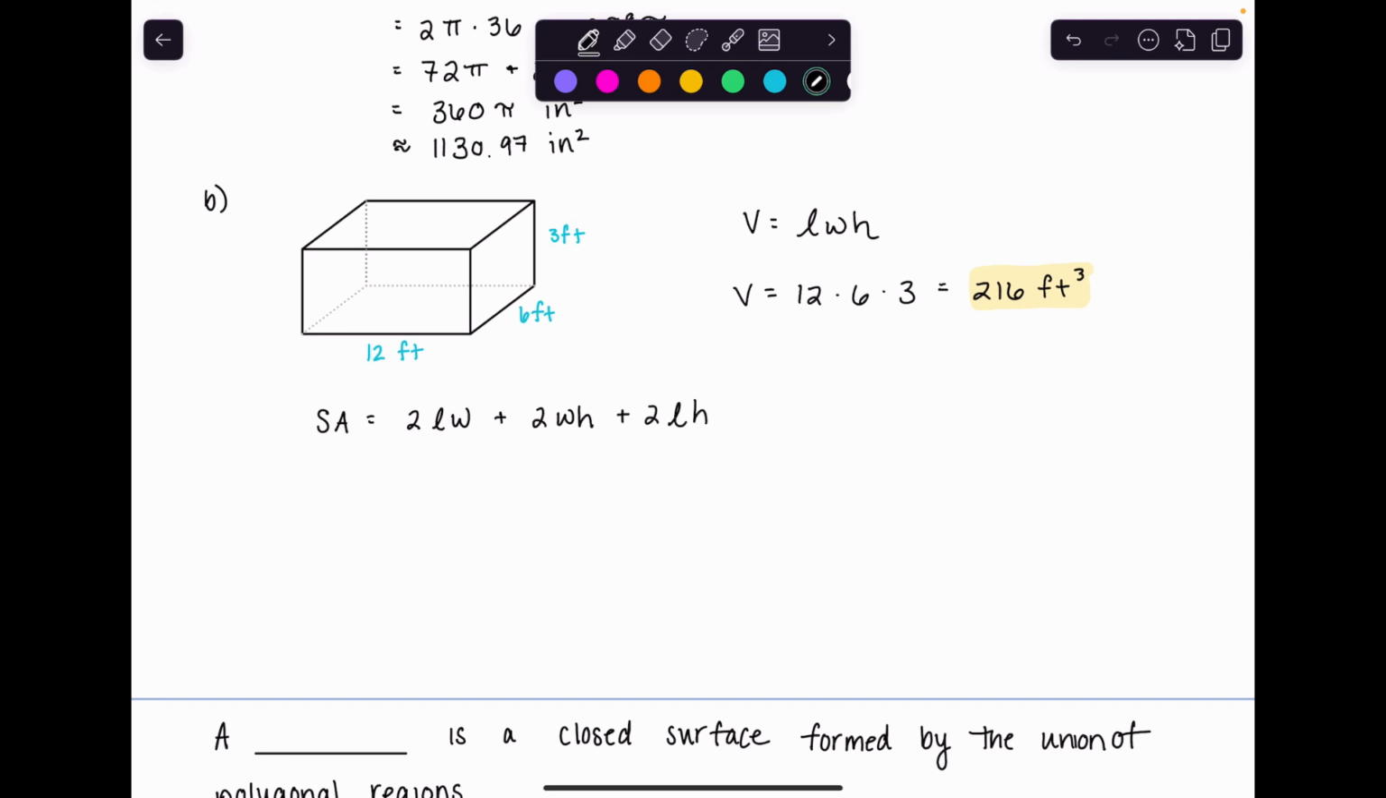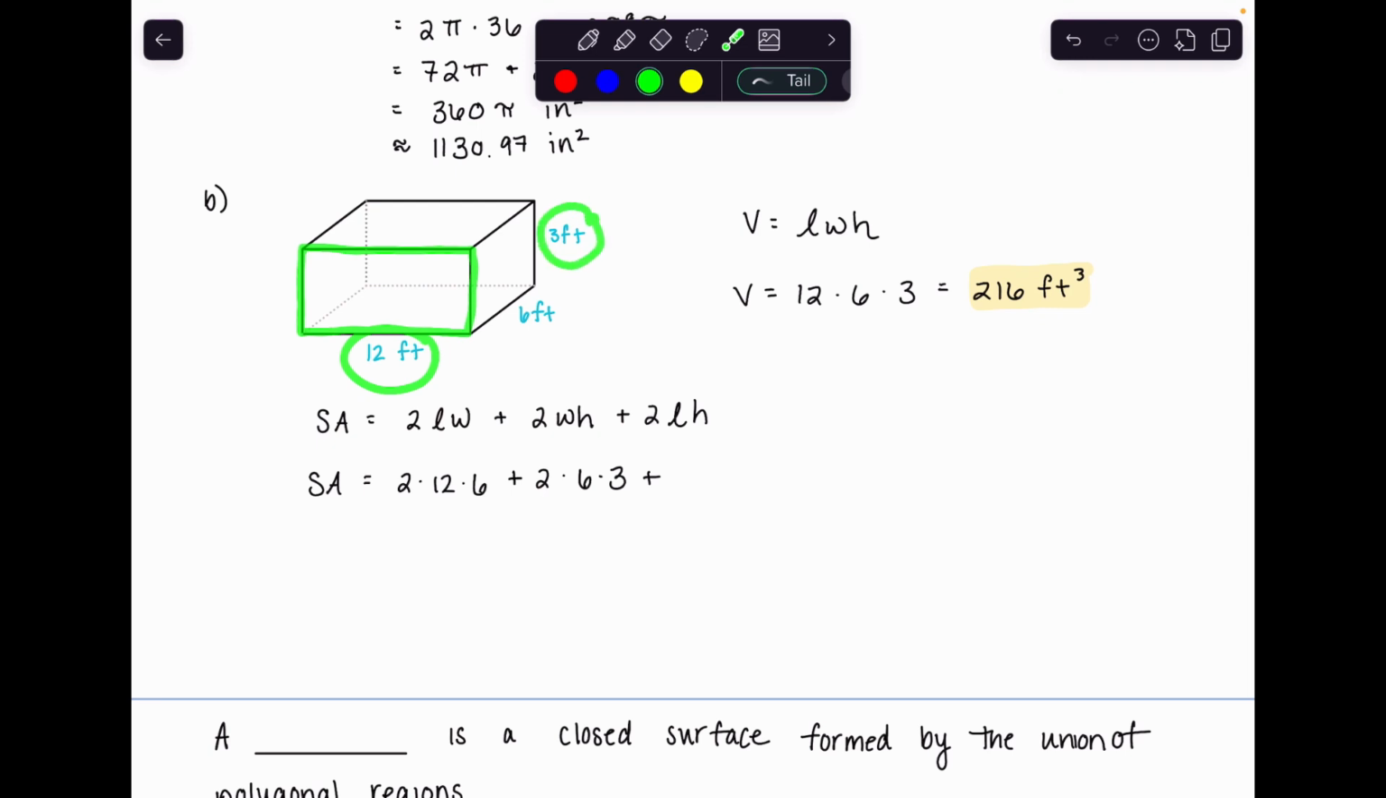So again, really doesn't matter which you put in, but just kind of staying in this order, I like to do the top and bottom first. And those side lengths are 12 and 6. So we have 2 sides with area 12 times 6. Then moving on to the side, 2 areas that have sides 6 and 3. So we do 2 times 6 times 3. Then we've got the front and back of the box, which has lengths 12 and 3. So we do 2 times 12 times 3.